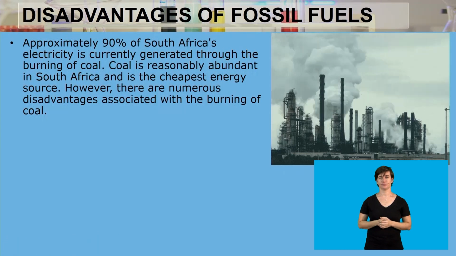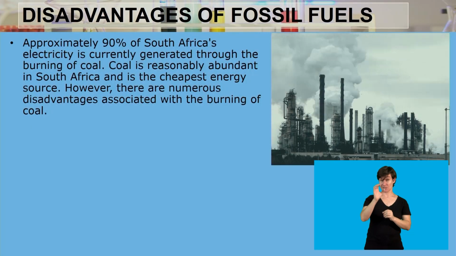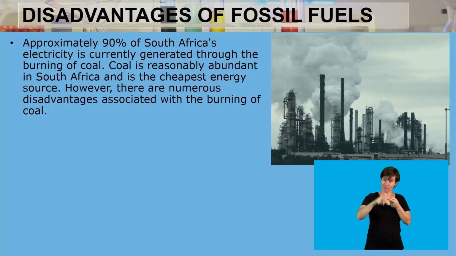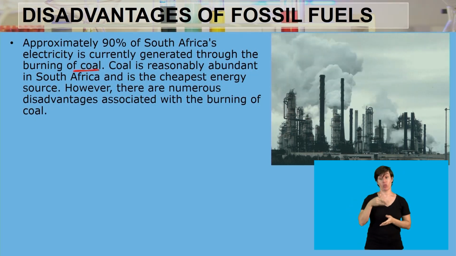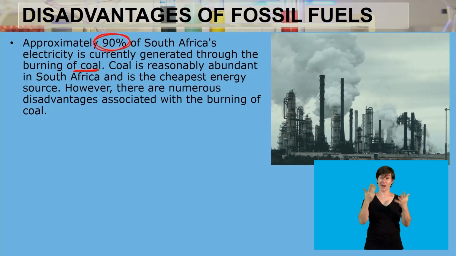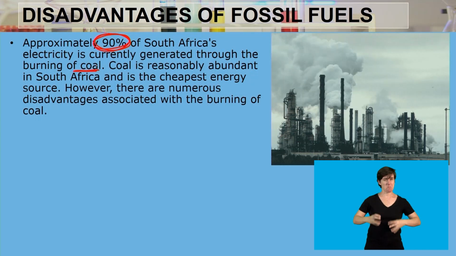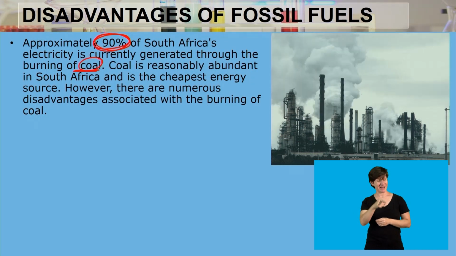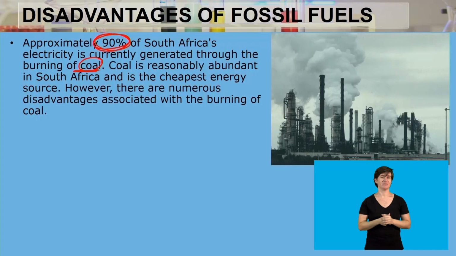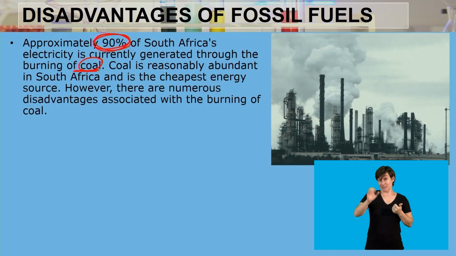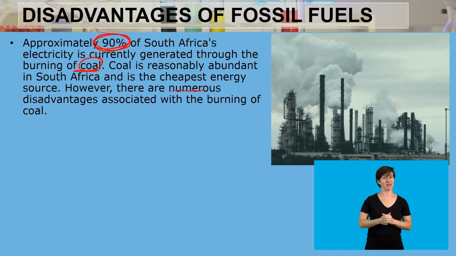Now, what are the disadvantages of using coal, as we have made an example of? Approximately 90% of South Africa's electricity is currently generated through the burning of coal. That is, approximately 90% of what we use on a daily basis is generated through burning coal. Remember that coal is a non-renewable resource. Coal is reasonably abundant in South Africa and it is the cheapest energy source. However, there are numerous disadvantages associated with burning coal.